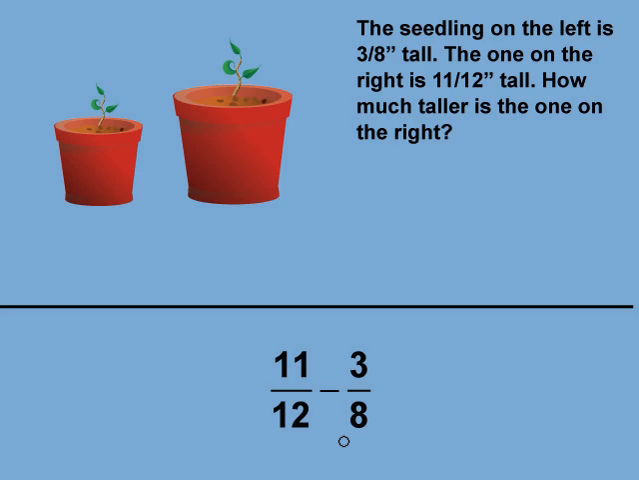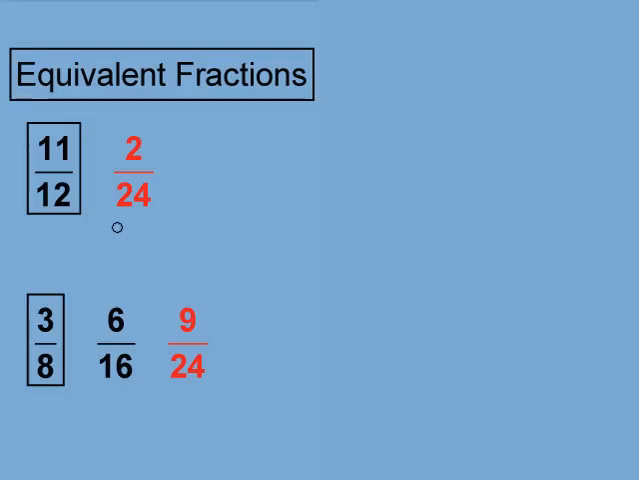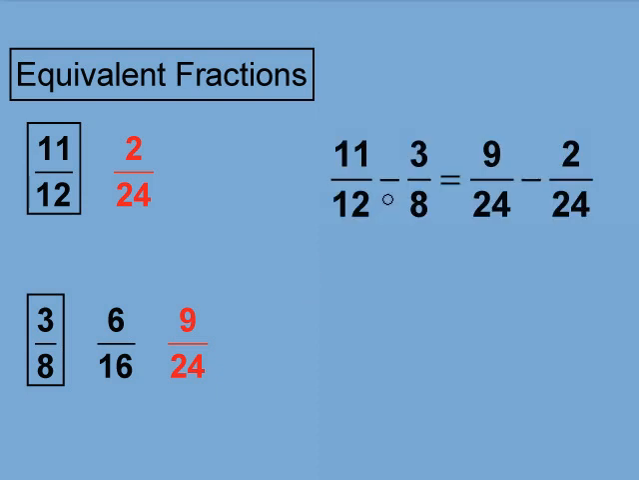To find a common denominator, find equivalent fractions. Here we have equivalent fractions for 11/12 and 3/8. As you can see, the common denominator is 24. We can now find the difference. The difference is 7/24 of an inch.